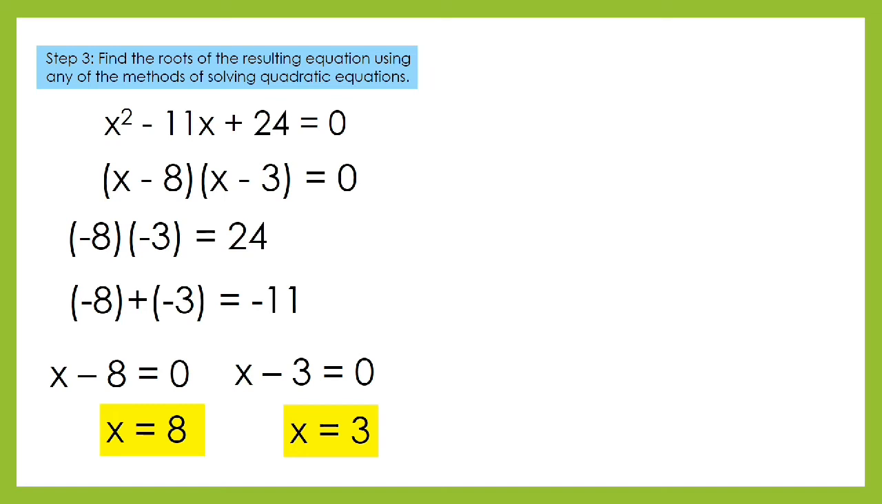Okay, so this is by factoring. Let's try another method. Tignan natin kung parehas ang makukuha. Let's use the quadratic formula. So, since nasa standard form na yung ating equation, let's find the values of A, B, and C. A is 1, B is negative 11, C is positive 24. Substitute the values of A, B, and C to the quadratic formula.